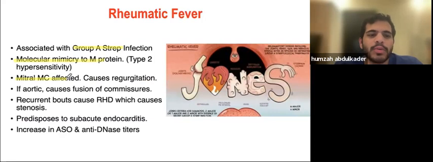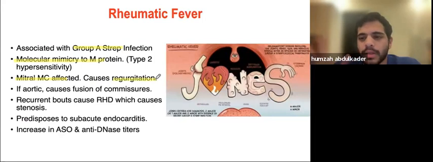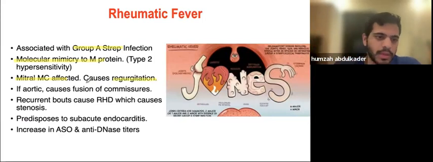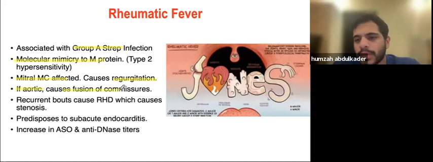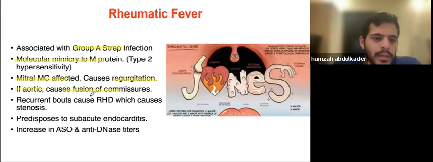Mitral valve is the one that's most commonly affected. It causes regurgitation. However, if it's chronic, if it keeps happening, then it can cause stenosis. But most commonly, they're going to ask you about the regurgitation aspect. If it affects the aortic valve, it can cause fusion, which is, I believe, the fish mouth appearance. And then here I mentioned the stenosis. It can also predispose to subacute endocarditis.